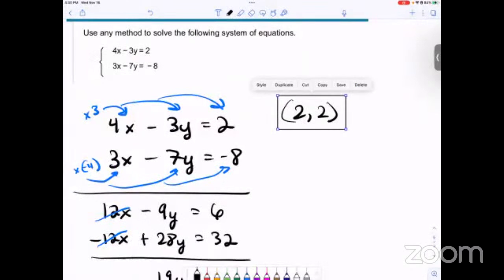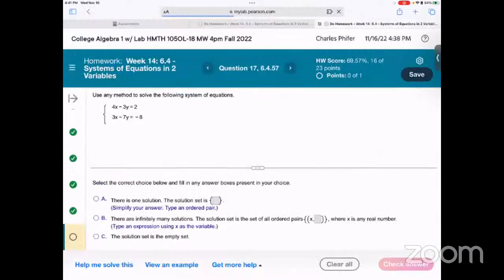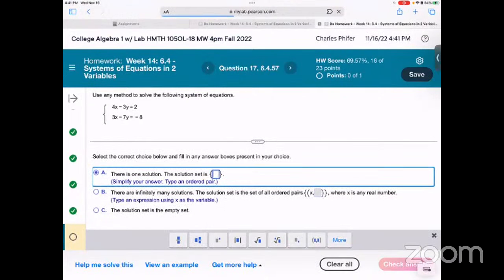Okay, let me see. 8 minus 6 is 2. 6 minus 14 is -8. Okay. So we got the ordered pair 2, 2. Let's see if this works and we'll call it a day. One solution, parentheses, 2, 2, enter. Awesome sauce.